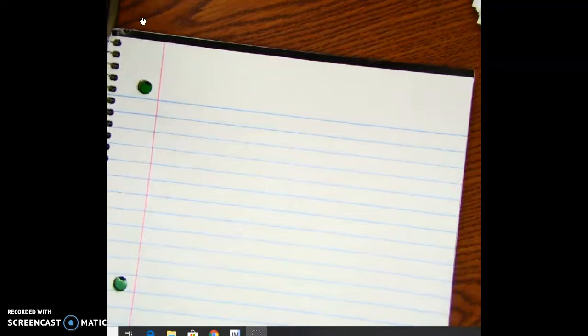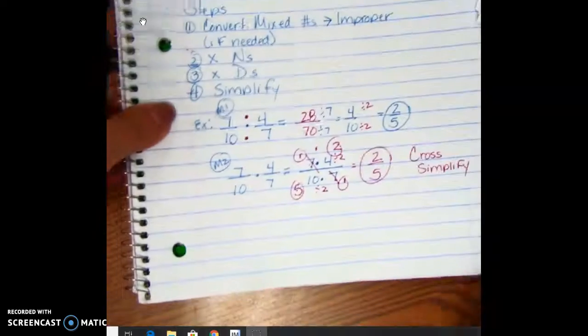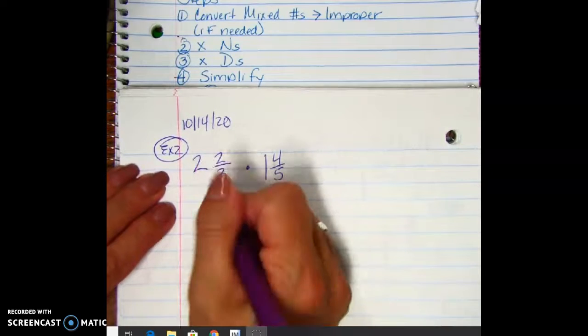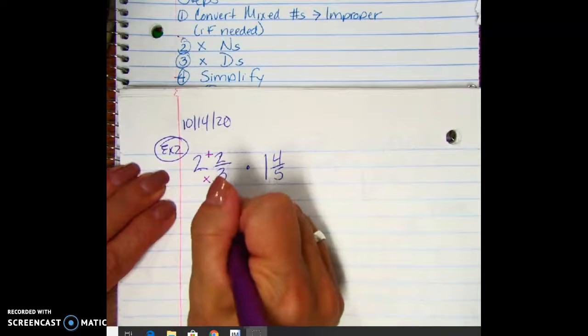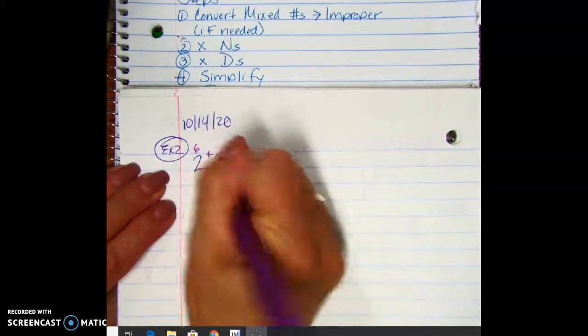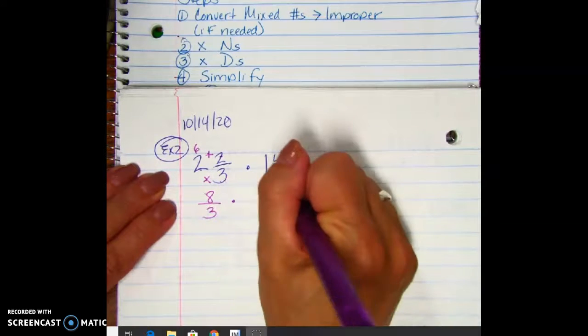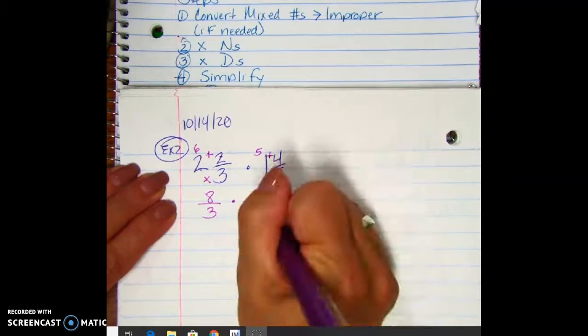Well, what if we have an improper fraction? So let's take a look at our notes. First things first, we are going to convert our mixed numbers to an improper fraction. So how do I do that? My denominator times my whole number plus my numerator. So I have 3 times 2 is 6 plus 2 is 8/3. And then how do I do that here? I take 5 times 1 plus 4. 5 times 1 is 5 plus 4 is 9/5.